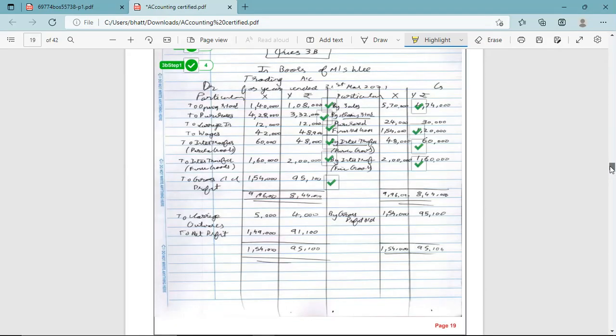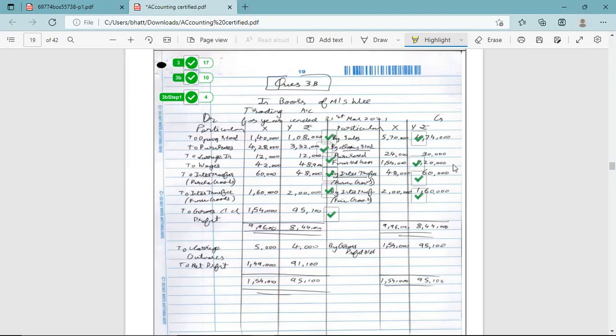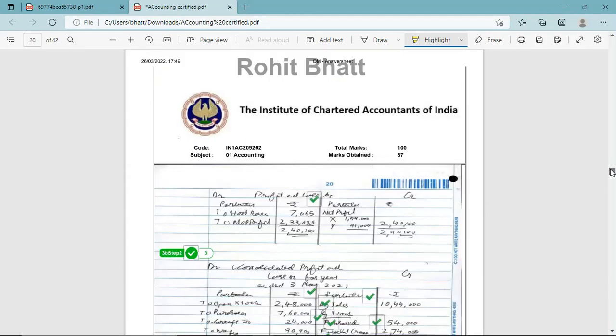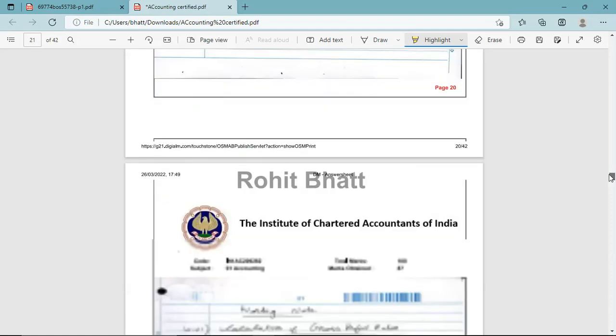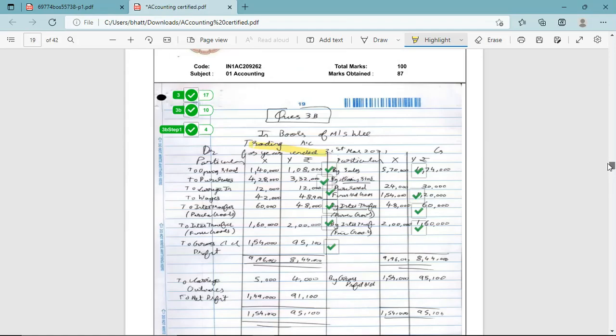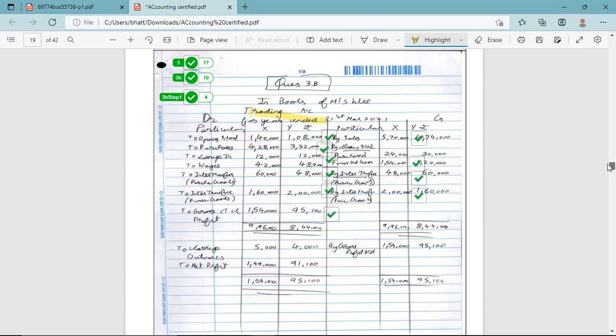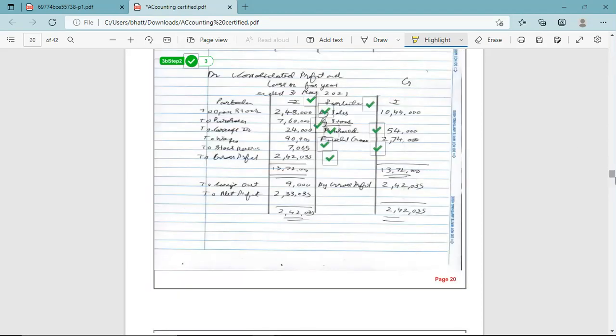Then comes the departmental accounts. In this question, there are only trading accounts, but I had additionally made this also because carriage outward doesn't come in trading account. So the examiner has checked till this part which was relevant. Then consolidated P&L I have made.